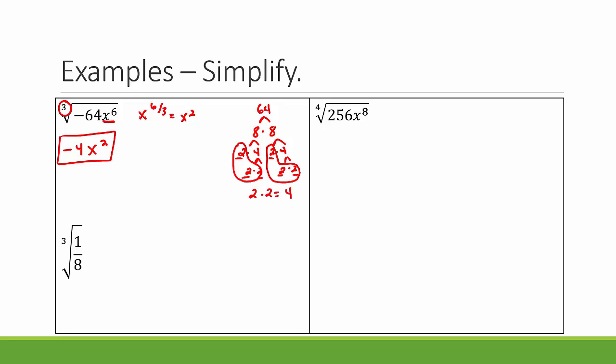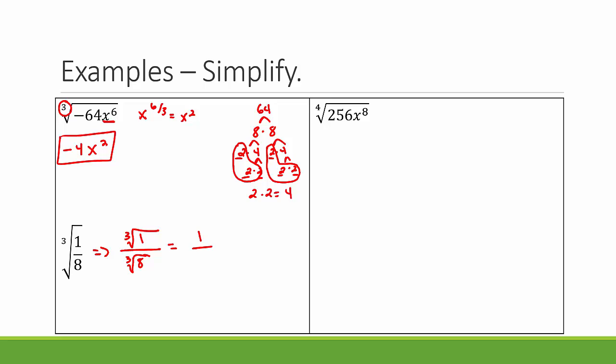Okay, so what about the cube root of 1/8? Well, we can split that up again to make the cube root of 1 over the cube root of 8. Trying to find a number that I can multiply times itself 3 times to give me 1. Well, 1 times 1 times 1 is 1. So the cube root of 1 is 1.